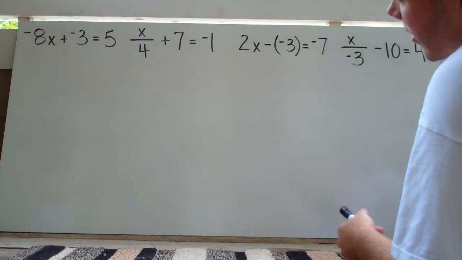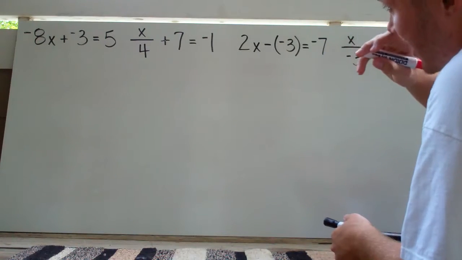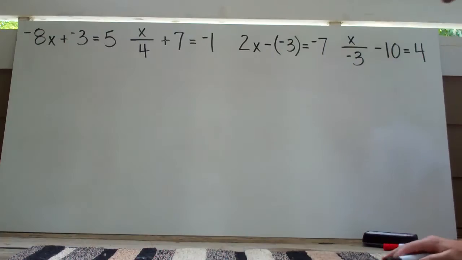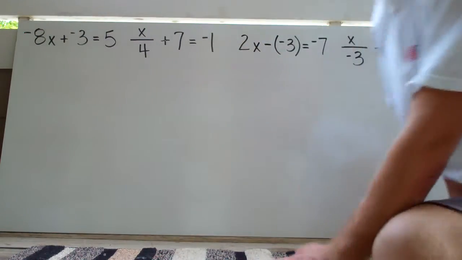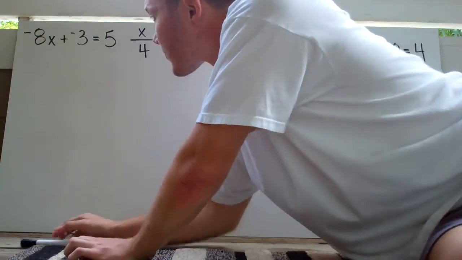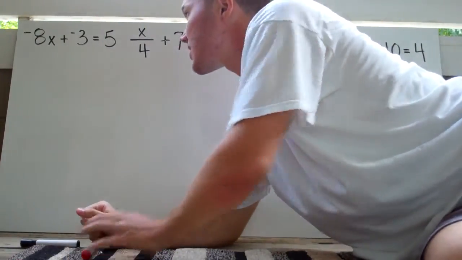Alright, so negative 8x plus negative 3 equals 5. A lot of negatives in there. Alright, but we can handle that. Let me rearrange myself so I can slide down here. We got negative 8x plus negative 3 equals 5.